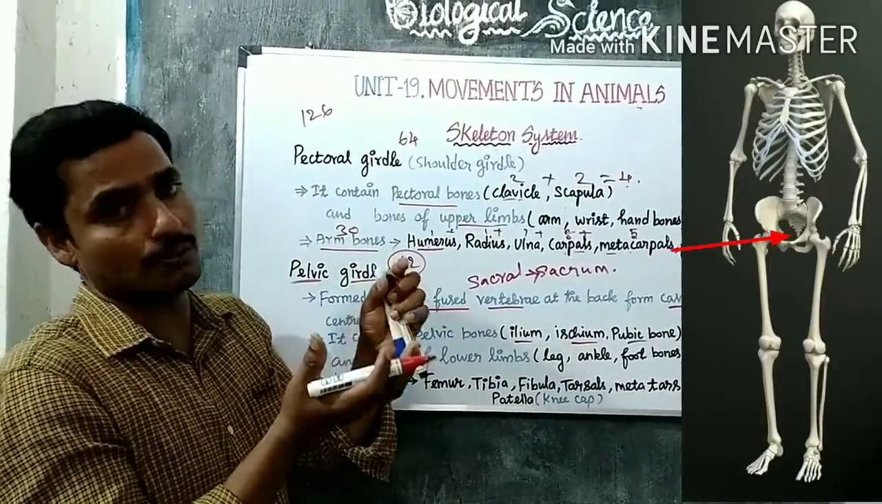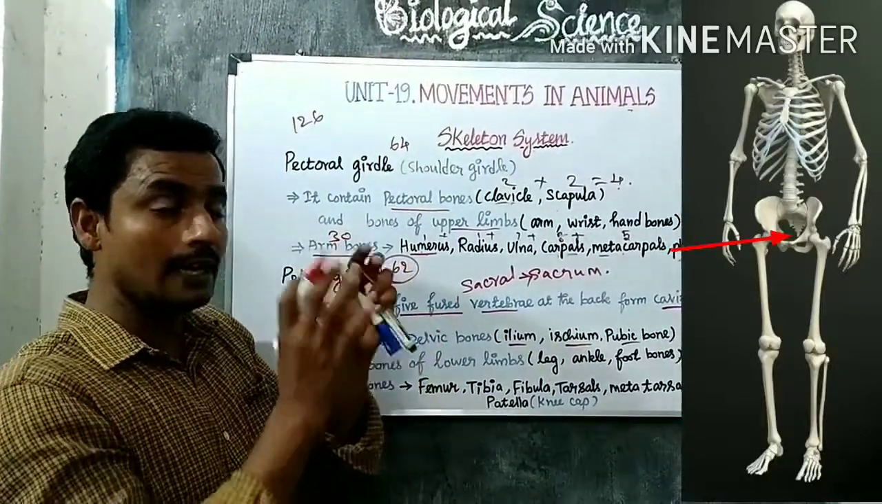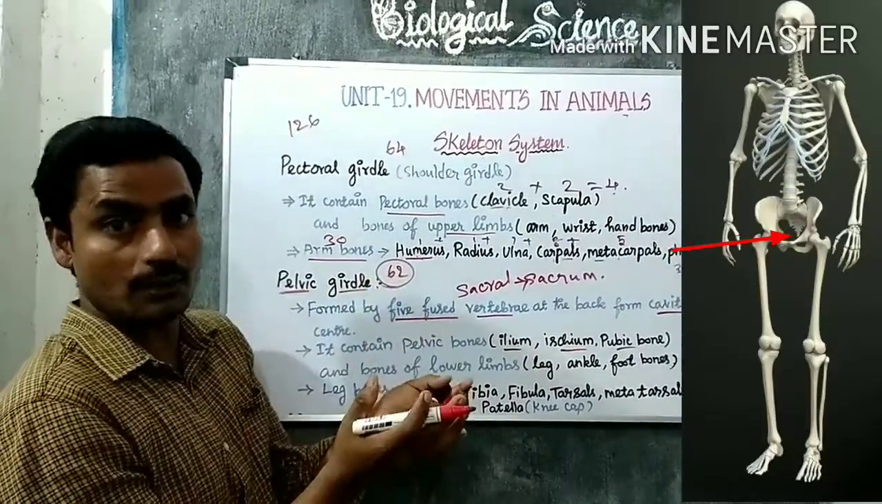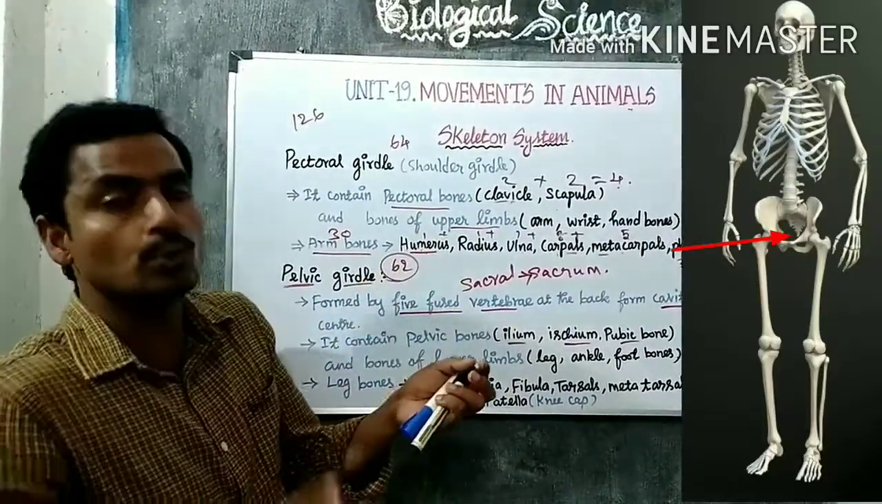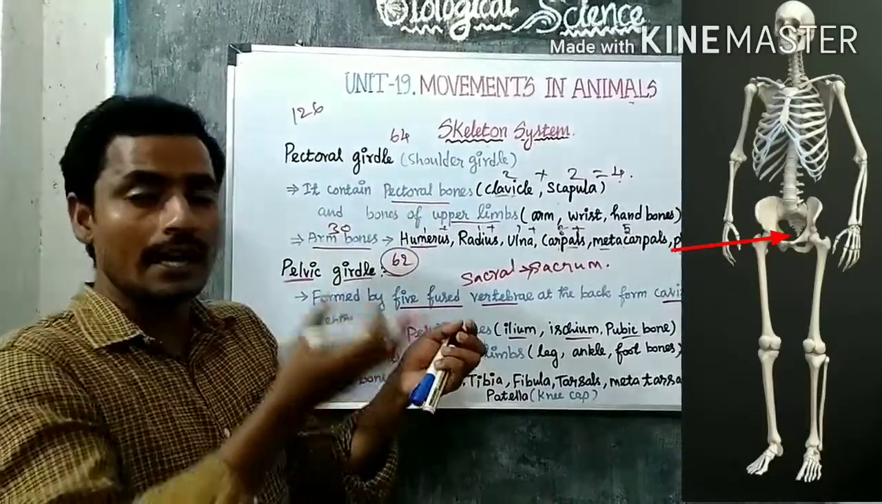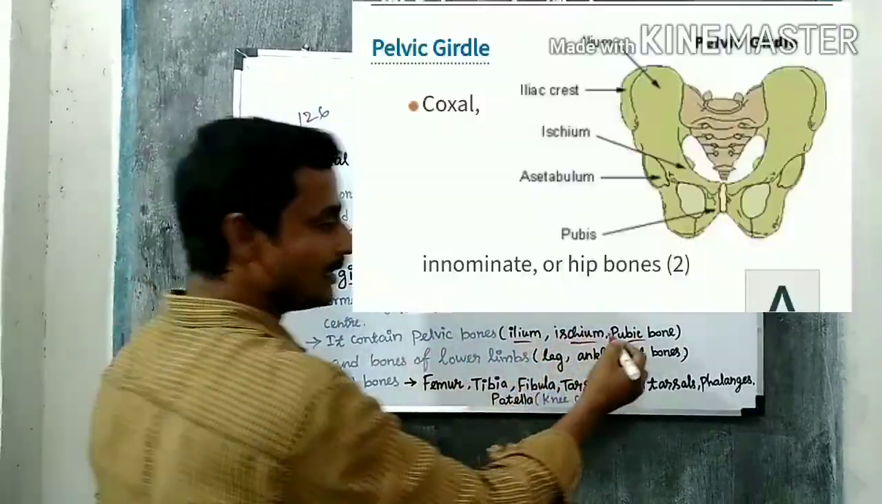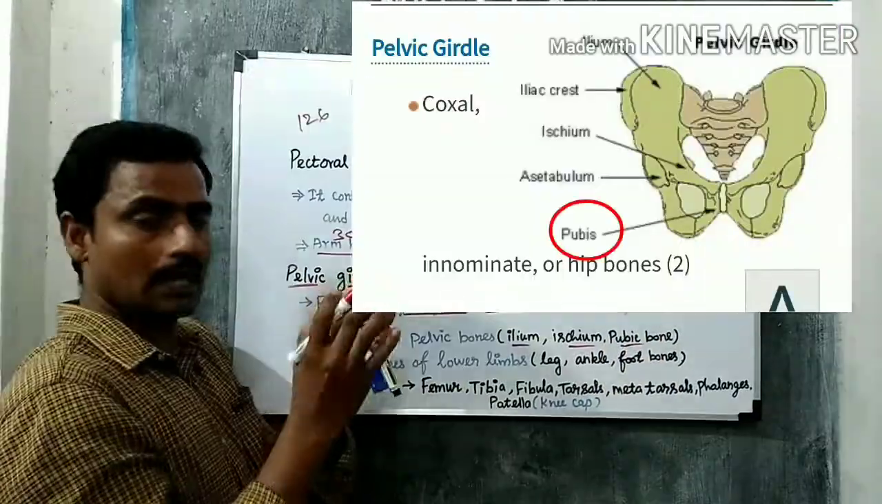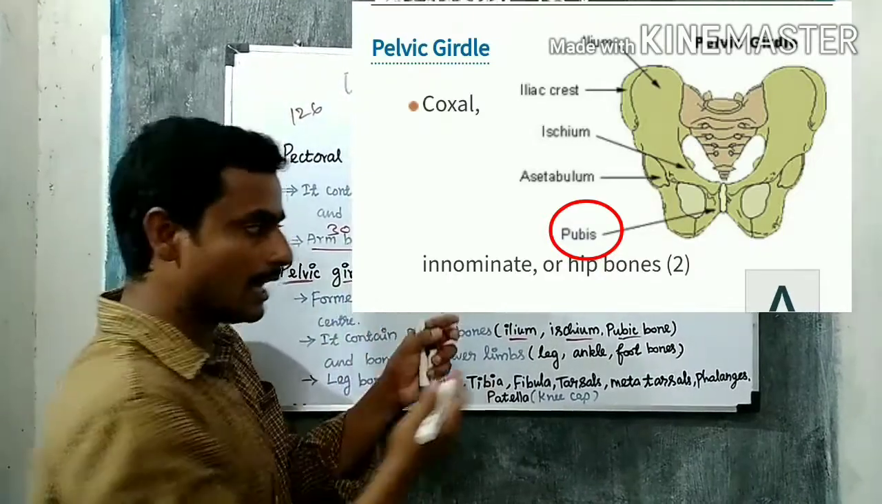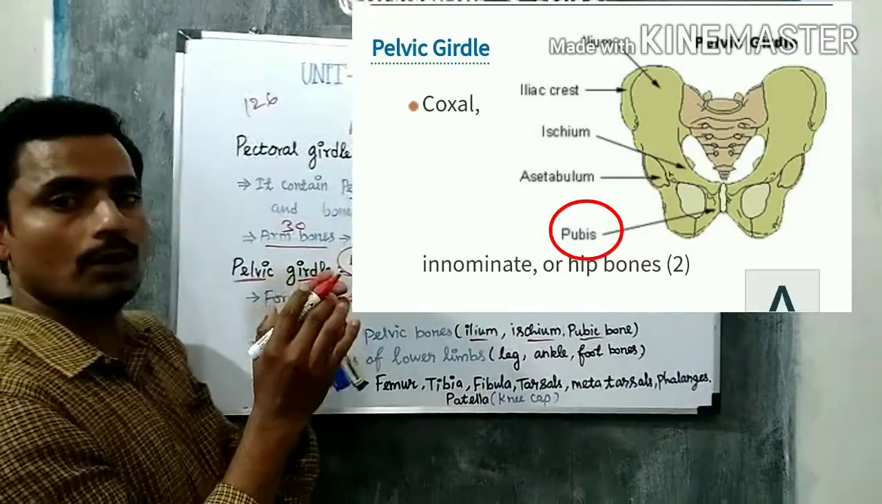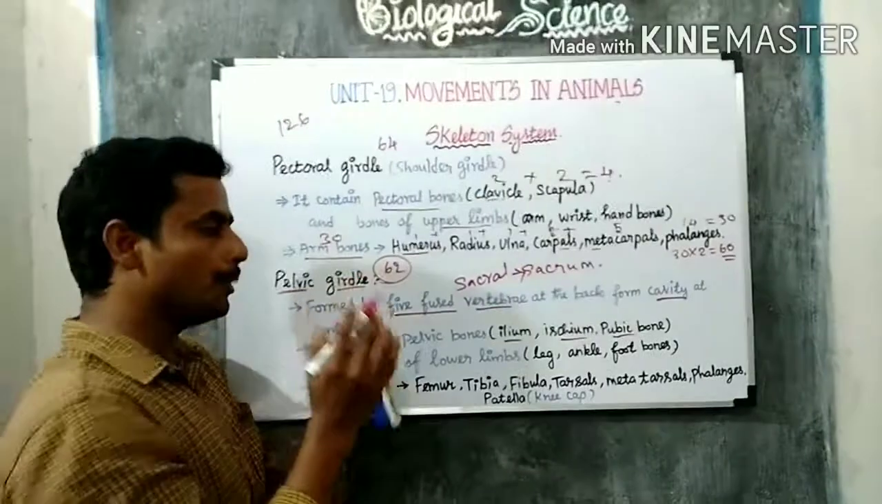So during the birth of a child, during delivery, the baby will be present in the cavity and come out through the cavity, by the extension of the pubic bone. The baby delivery is done by the extension of the pubic bone.